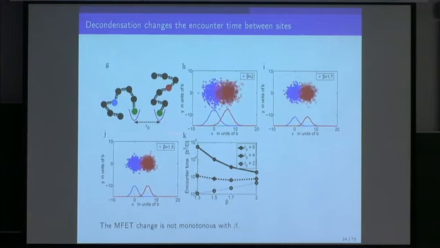And similar to what you spoke about today, we see this non-monotonous behavior of the encounter time depending on R0. If the two guys are very close to one another, when you increase beta, they're going to overlap less. So this leads to an increase in the mean first encounter time when you start to relax.